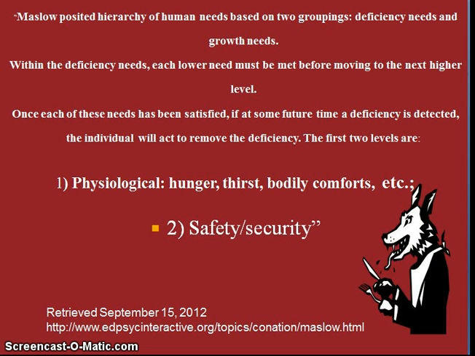Maslow posited a hierarchy of human needs based on two groupings: deficiency needs and growth needs. With the deficiency needs, each lower need must be met before moving to the next level. Once each of those needs has been satisfied, if at some future time a deficiency is detected, the individual will act to remove the deficiency. The first two levels are physiological, hunger, thirst, bodily comforts, etc., and safety and security.